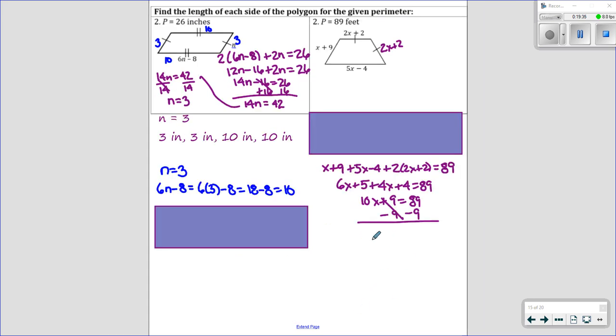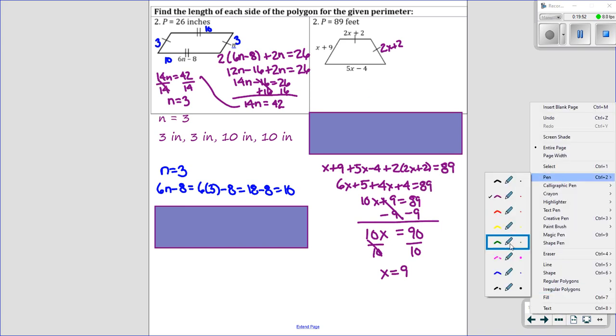I'm going to extend this. So 10x equals 90. Divide by 10. And I'm getting x as 9. So x is equal to 9. But now I need to find the sides by plugging it in.